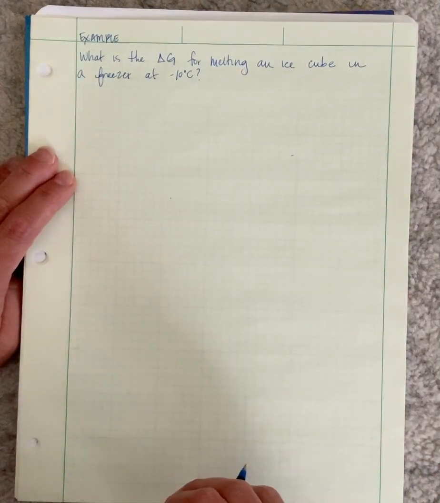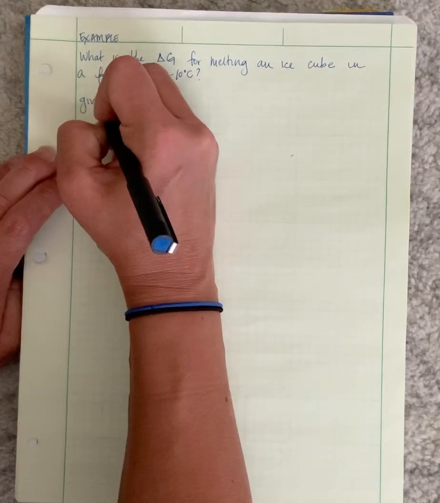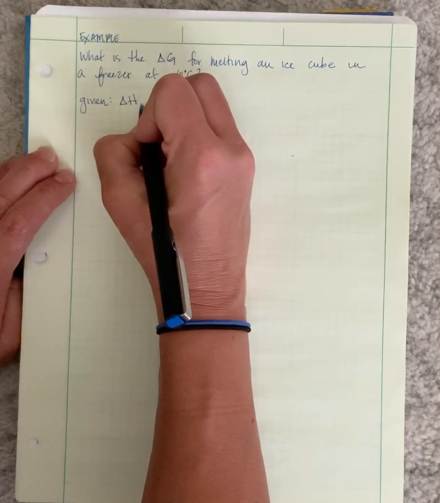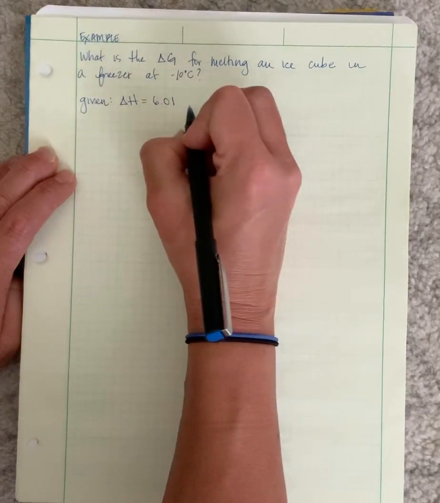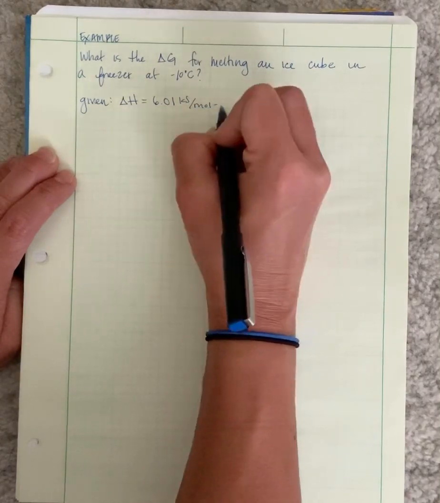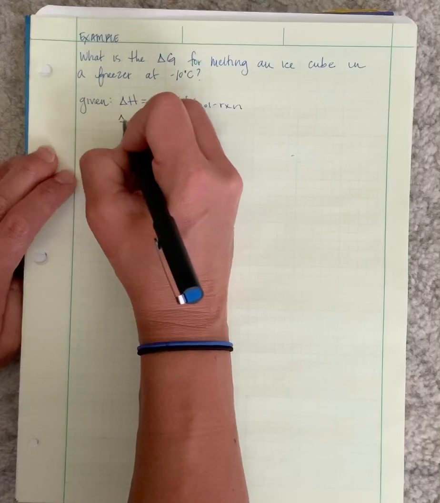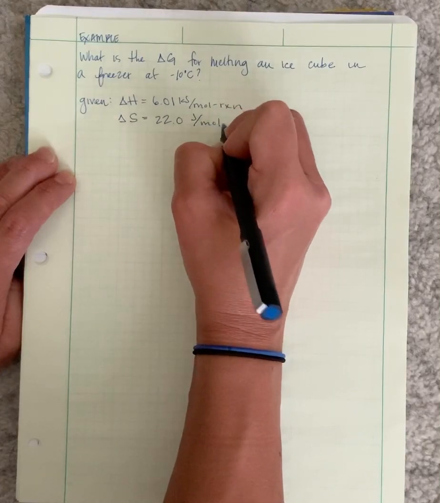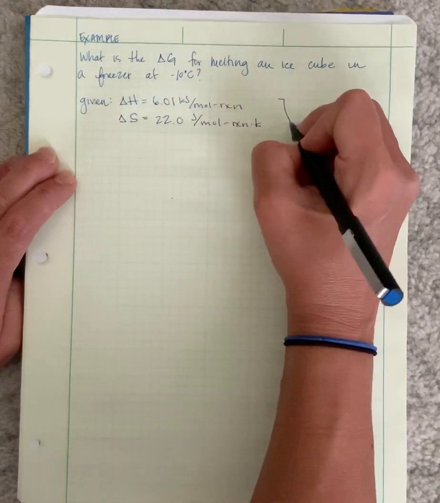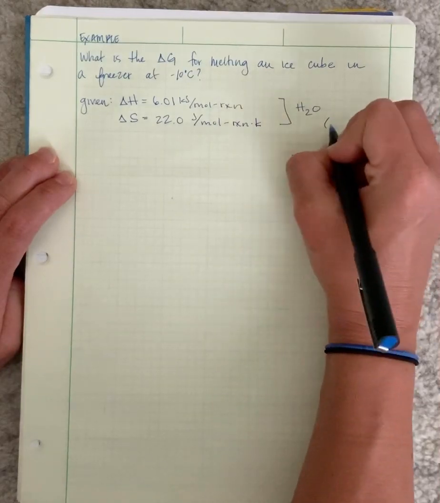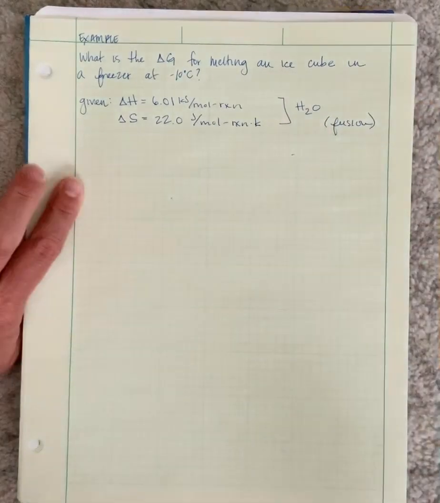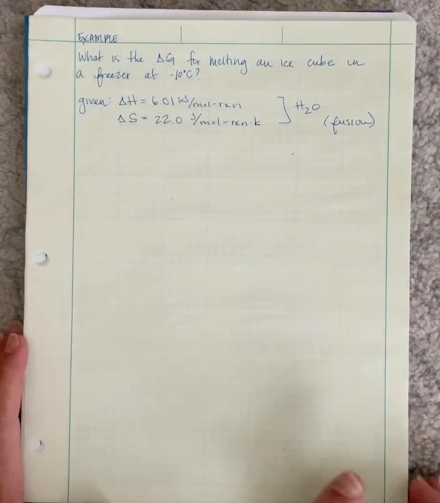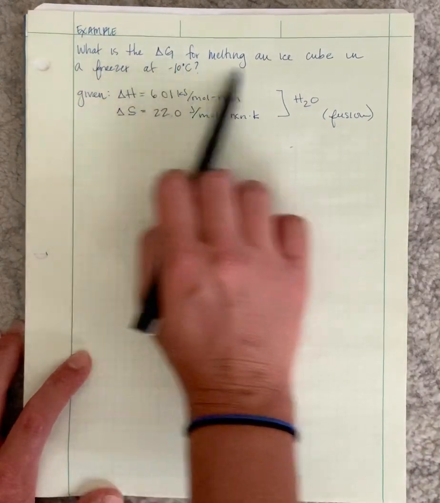For this problem, we are given our change in enthalpy for fusion, 6.01 kilojoules per mole reaction. And our change in entropy is going to be 22.0 joules per mole reaction Kelvin. And these are for H2O, and these are with fusion. So fusion meaning creating ice from liquid water.